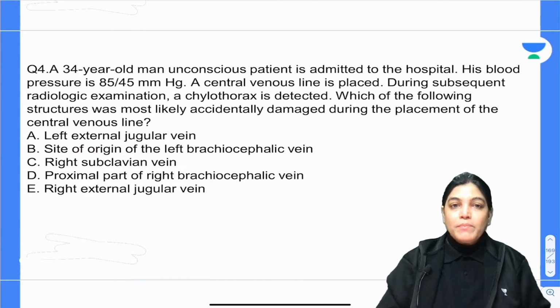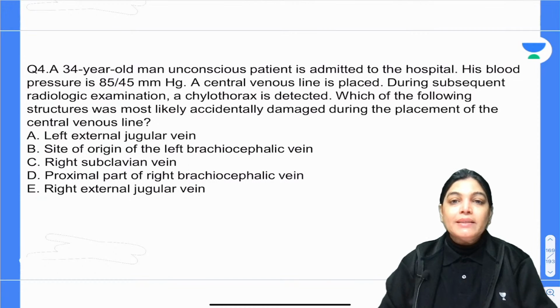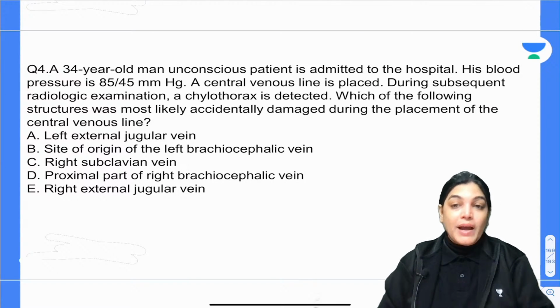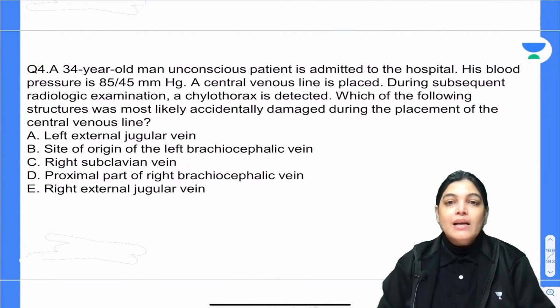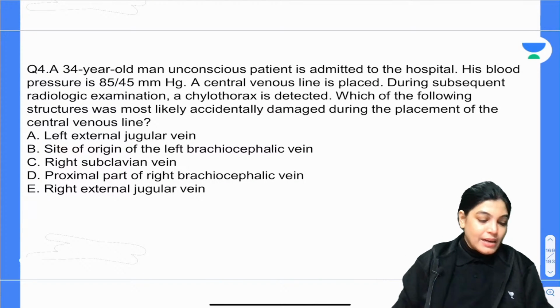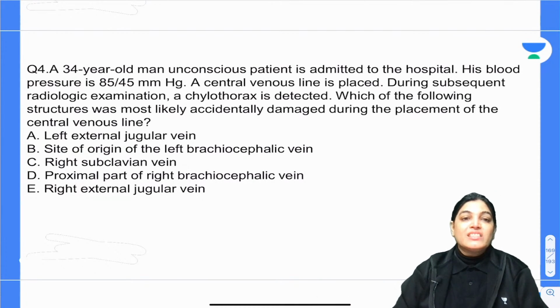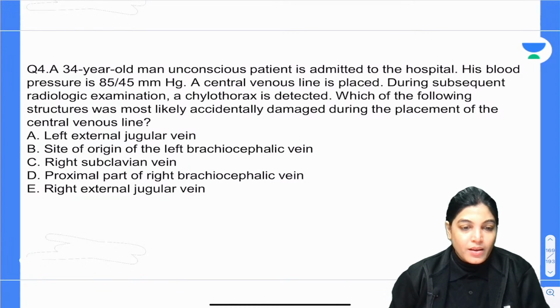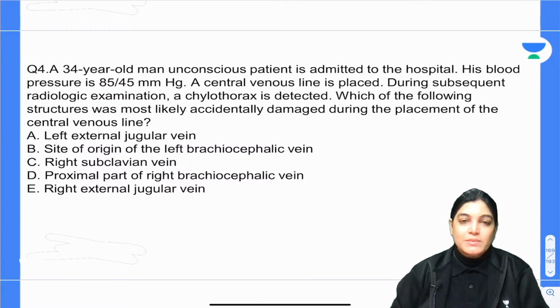A 34-year-old man, an unconscious patient, is admitted to the hospital. His blood pressure is 85 over 45, and a central venous line has to be placed. During subsequent radiologic examination, a chylothorax is detected. Which of the following structures was most likely accidentally damaged during the placement of the central line? Left external jugular vein, site of origin of left brachiocephalic vein, right subclavian vein, proximal part of right brachiocephalic vein, or right external jugular vein. Question number 4, please mark the correct answer.